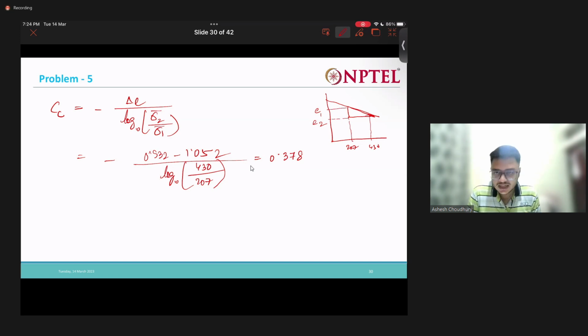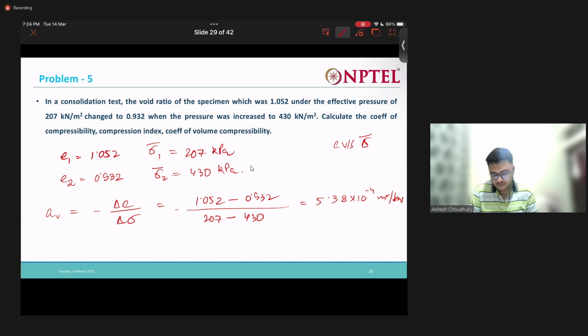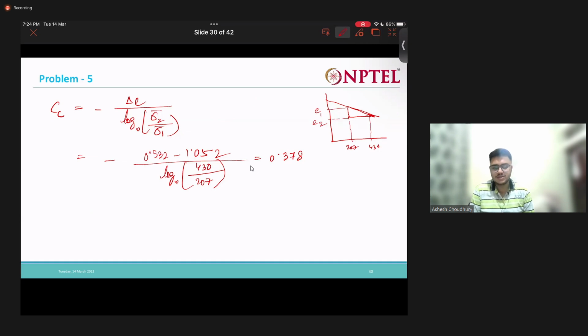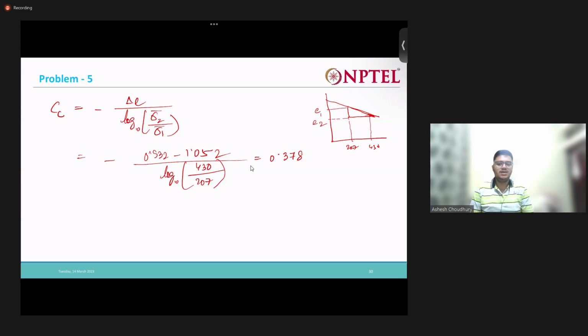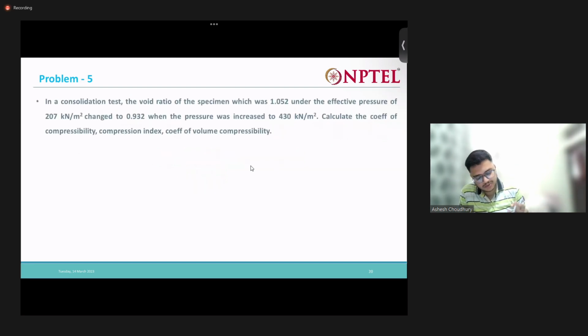So does Cc have any unit? The unit of coefficient of compressibility was meter square per kilonewton. So what is the unit of compression index? See, it doesn't have any unit, right? Void ratio doesn't have a unit, and here also it is pressure by pressure, or stress by stress, so no unit. That's why it's called an index, because it doesn't have any unit. It will be just a number.